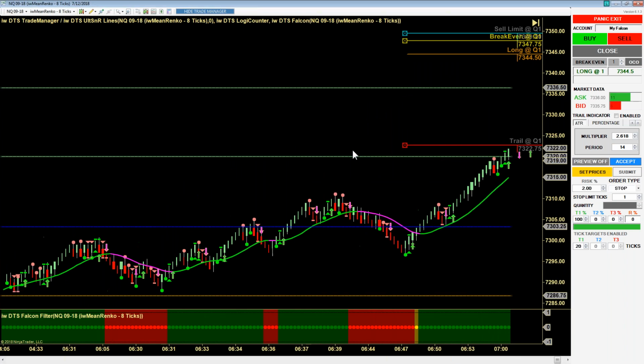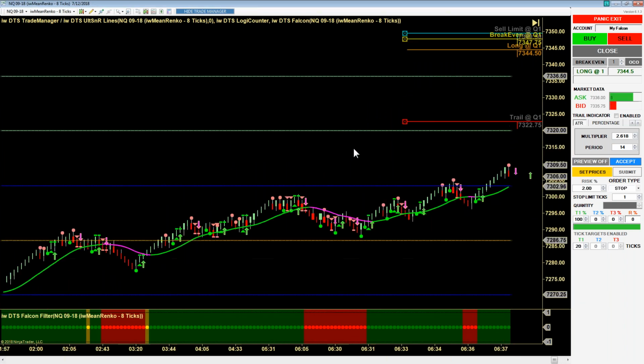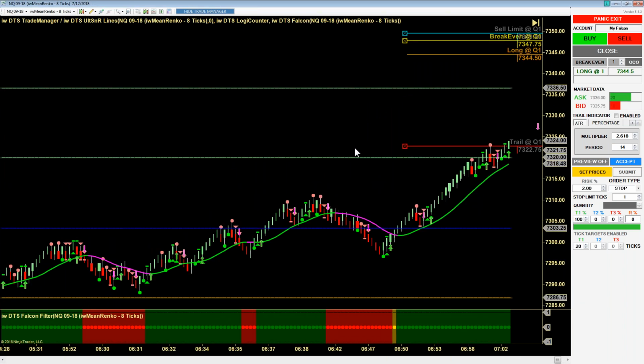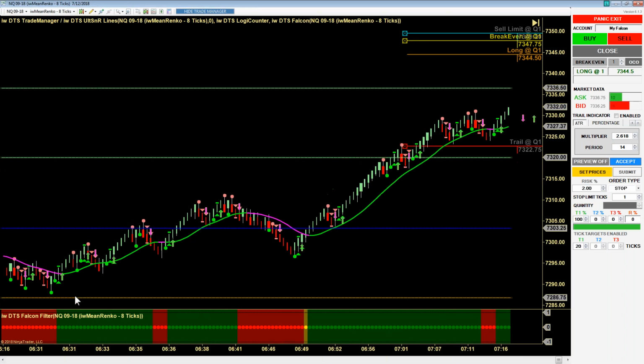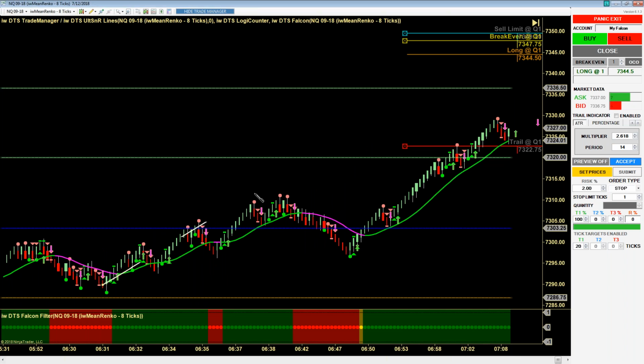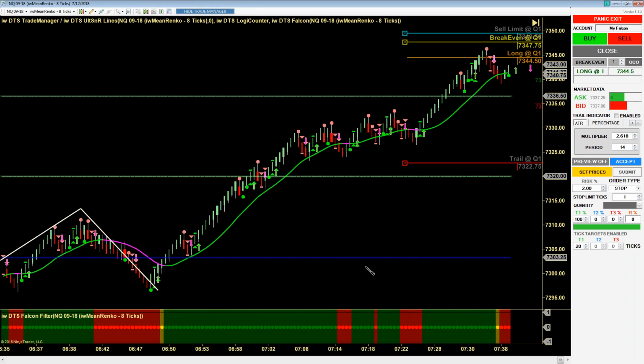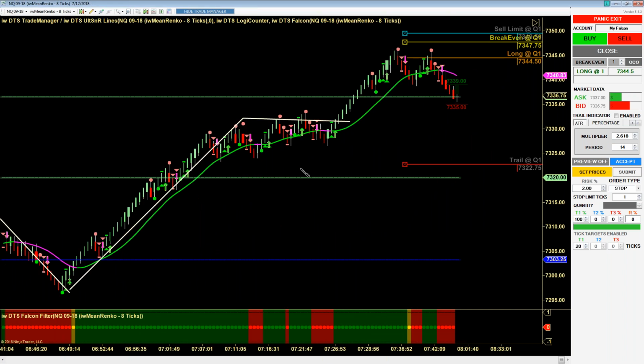So again, it's a little bit subjective because it depends, well, when am I going to start counting the leg? Am I going to start counting it from the market open? Well, that's probably what I would do. So the market opens here. That would be leg one, I would say. This is possibly leg two, which would make this leg three.